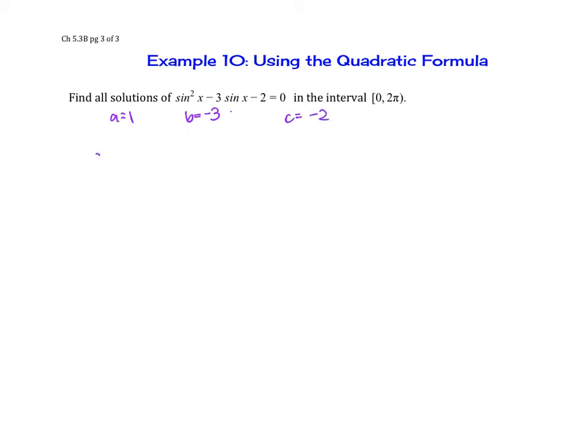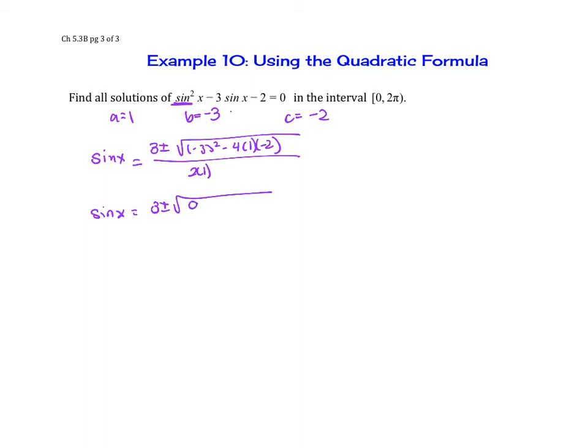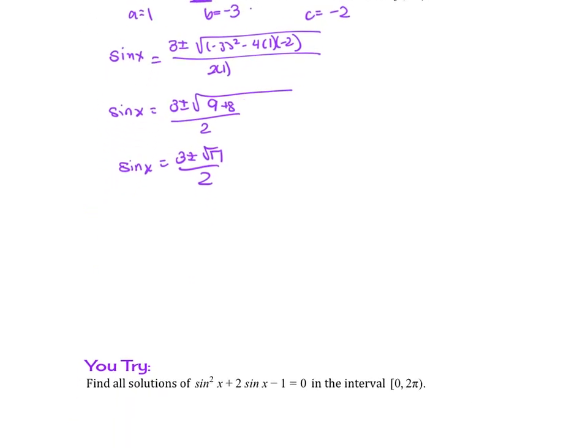When you do this, it's not just x. We're going to set it equal to whatever this is. So the trig function is sine of x. So sine of x equals 3 plus or minus the square root of negative 3 squared minus 4 times 1 times negative 2, all over 2 times 1. So sine of x equals 3 plus or minus the square root of 9 plus 8, all over 2, or sine of x equals 3 plus or minus the square root of 17 over 2.